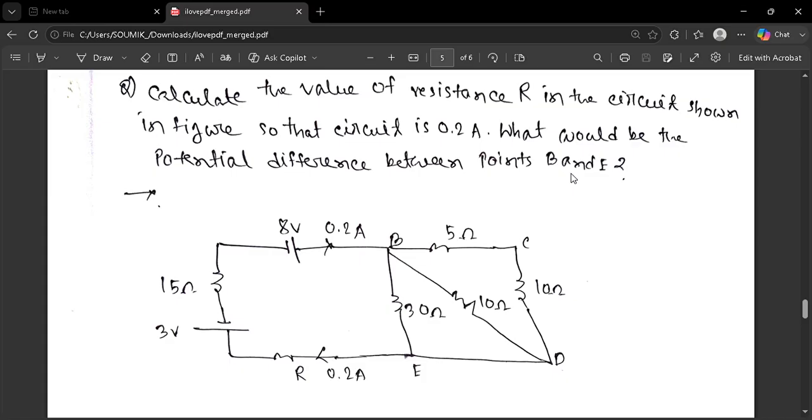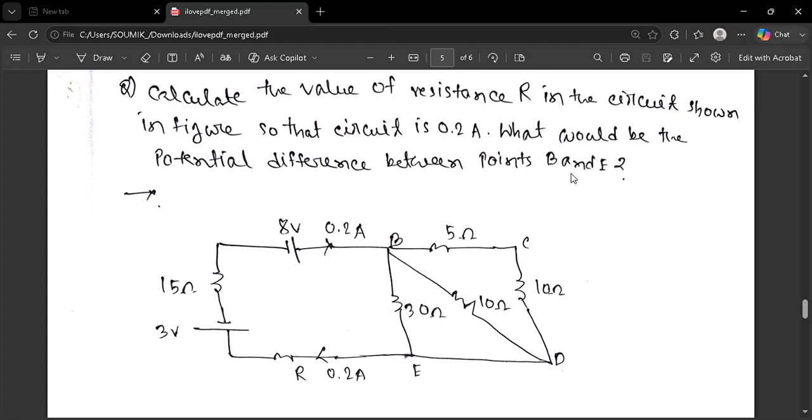So calculate the value of resistance R in the circuit. We have to find out R basically, so that the current in the circuit is 0.2 ampere. We have to calculate R firstly, and then we have to calculate what would be the potential difference between points B and E. So we are going to solve this problem step by step.